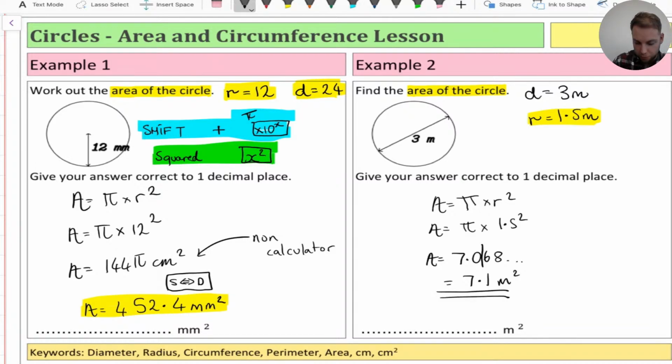So get both of those examples down. Example 1 and example 2. I'm going to give you a second to have a go at a couple of these yourself in a second.